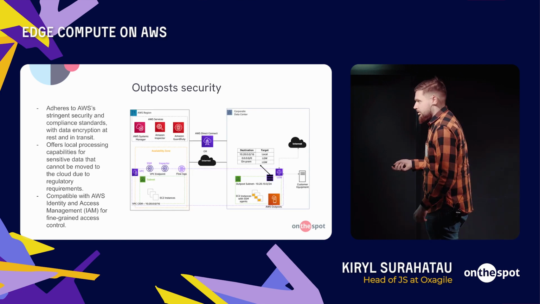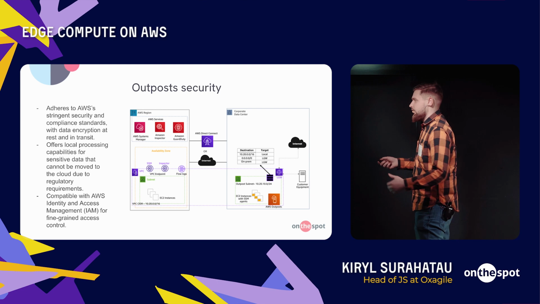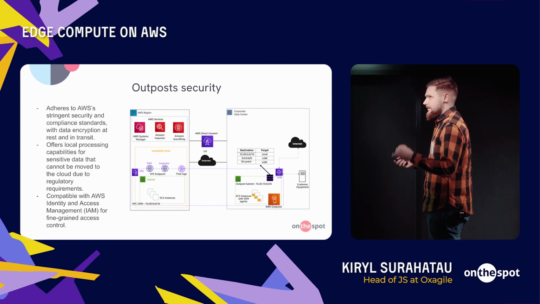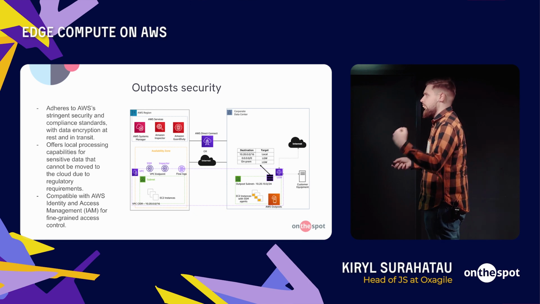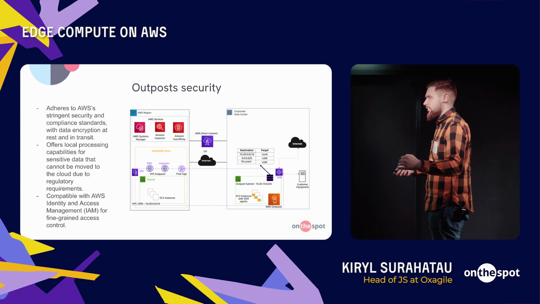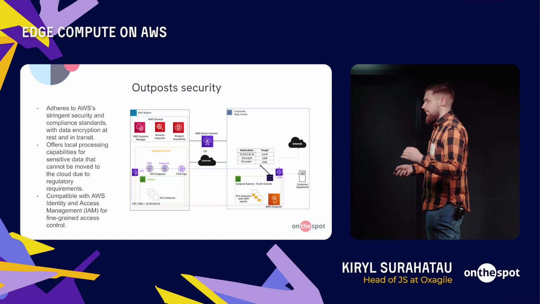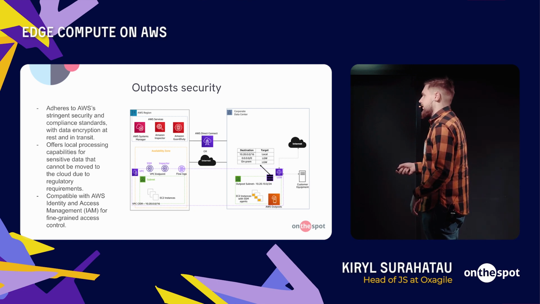What about Outpost security? How do you specify security for such a thing? Same amount of tooling as for Wavelength, same amount of tooling as for all edge computational services on AWS, but with certain specifics. Anyway, you can use VPC endpoints.